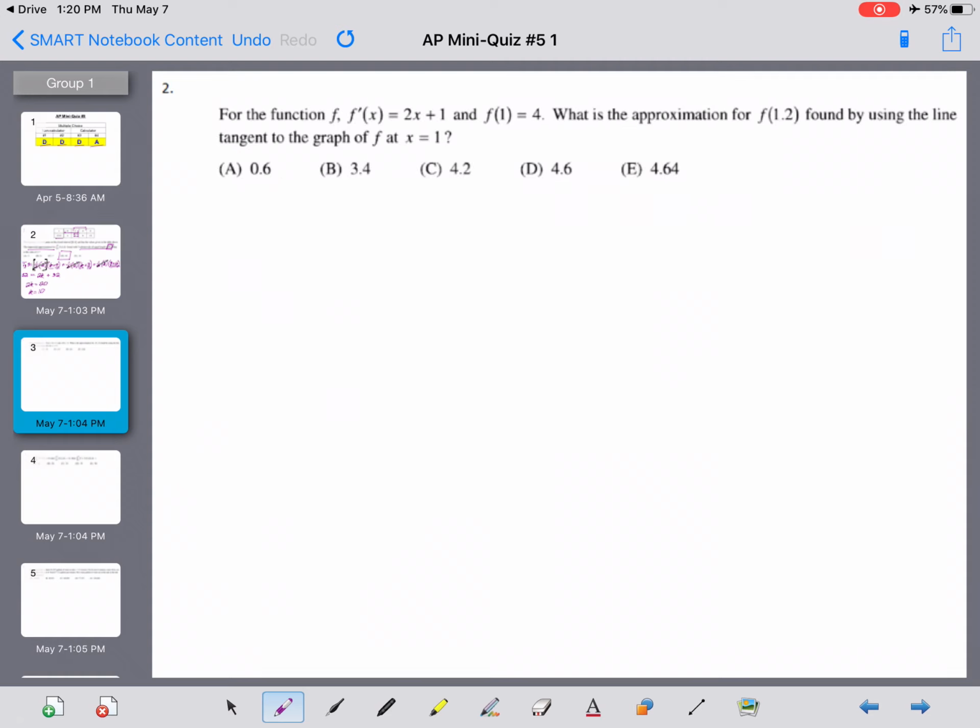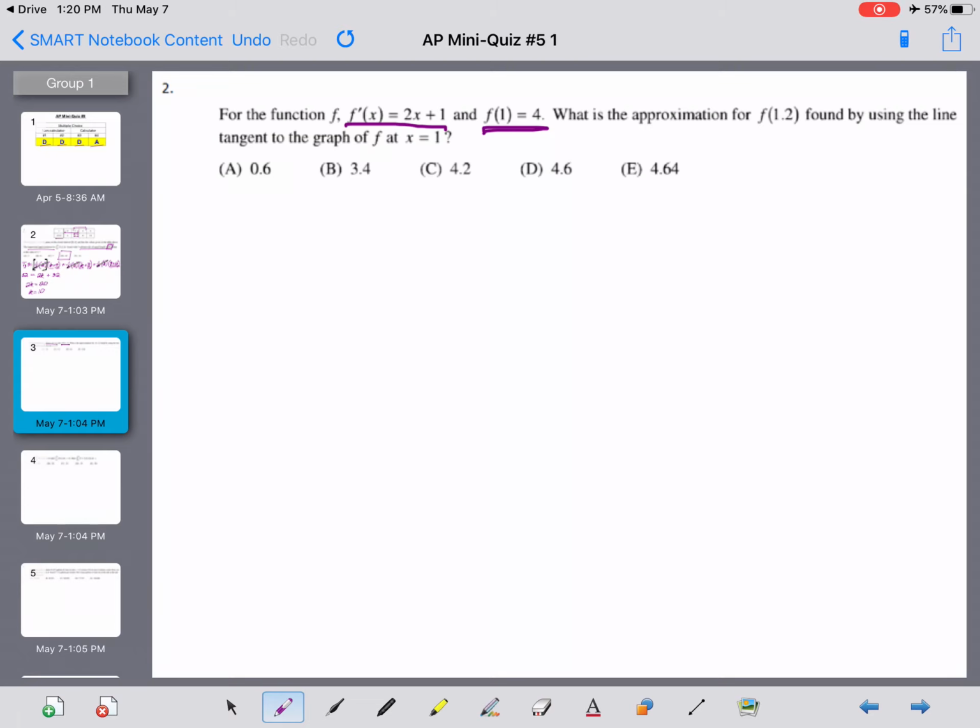Let's take a look at problem number 2. For a function f, they've given us f prime, an explicit definition of the derivative of that function, but also then the value of f at a particular x value, which is 1. They want an approximation for f of 1.2 found by using the line tangent to the graph at that particular spot. Okay, so this is a linearization problem, and if you recall, what we're going to need here is the equation of our tangent.